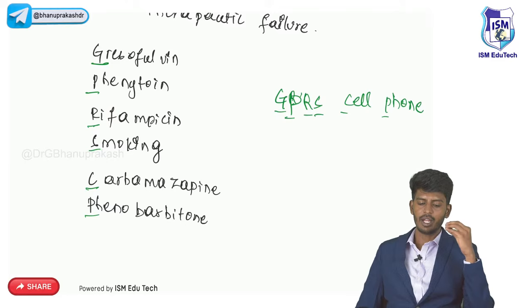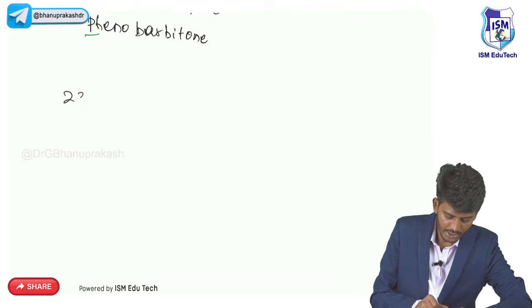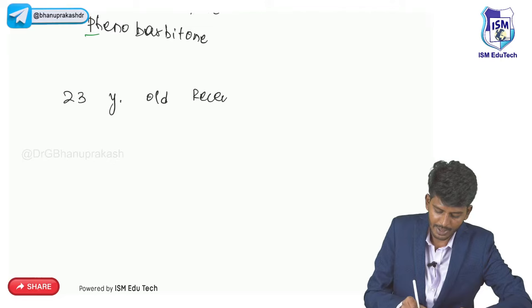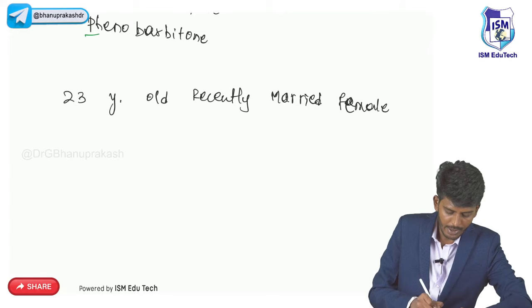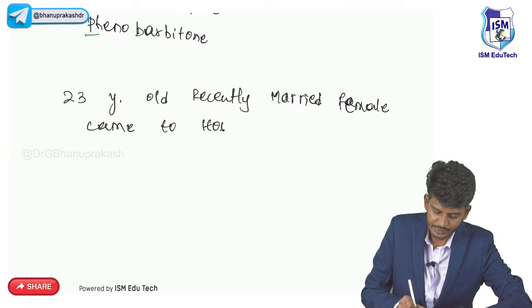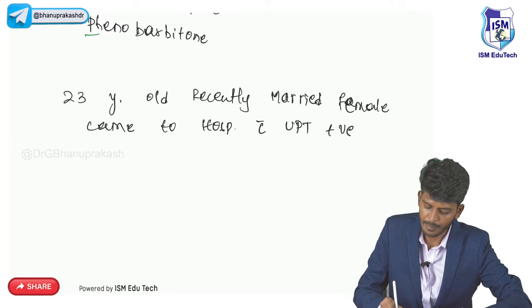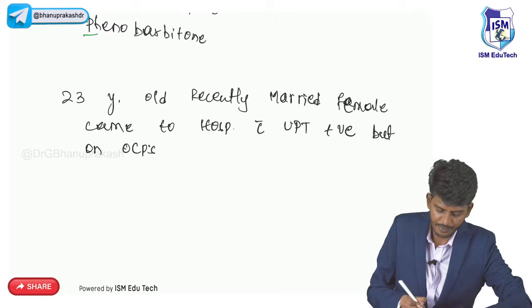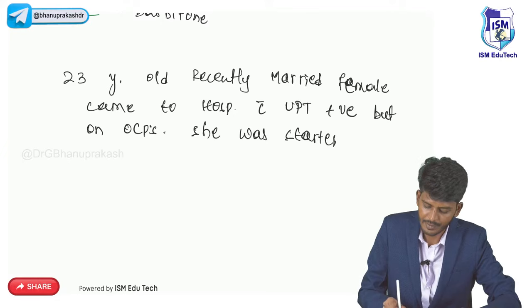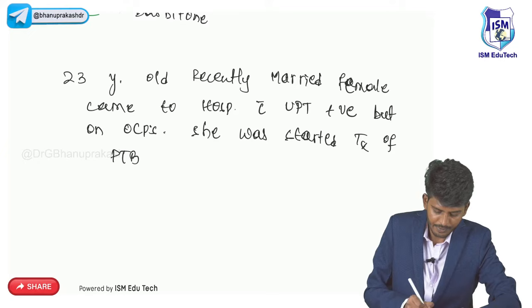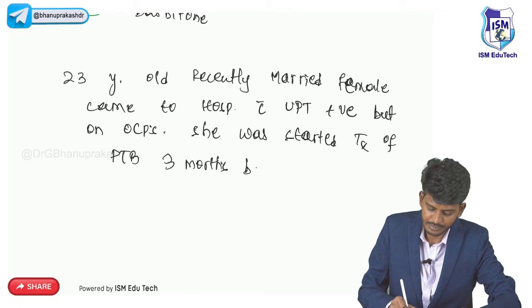Now, what exactly happens is that a 23-year-old recently married female came to the hospital with UPT positive but on OCPs. She was started on treatment for PTB 3 months back. UPT can be explained.